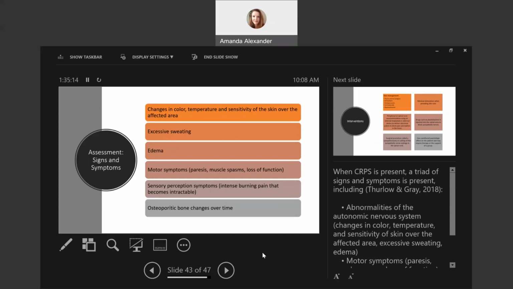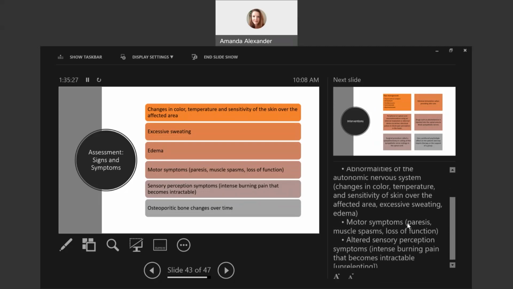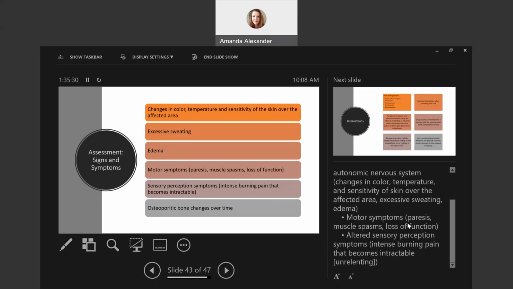The excessive sweating and edema can occur also to that extremity, which is kind of strange because a patient might have sweaty palms or sweaty soles of their feet. They may have some motor symptoms that come along with it, like paresis, muscle spasms, or loss of function. If they have an altered sensory perception to the site, this increases their risk for receiving burns or other injuries to the site. A lot of times these patients suffer from osteoporotic bone changes over time.